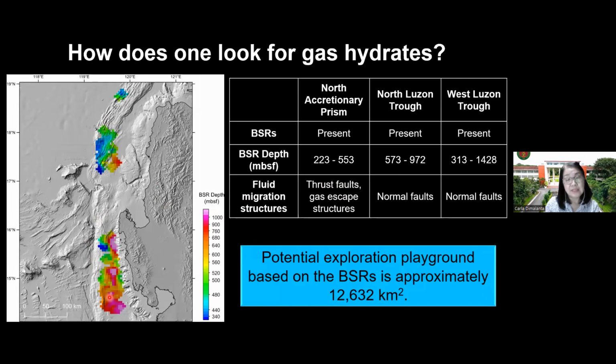But at least with the work that we did, if somebody is keen on pursuing gas hydrate studies in the Philippines, then you would not need to start from scratch, meaning you don't need to image the whole region. With this work that we have done, you could potentially start looking at these areas first where the BSRs have already been reported.